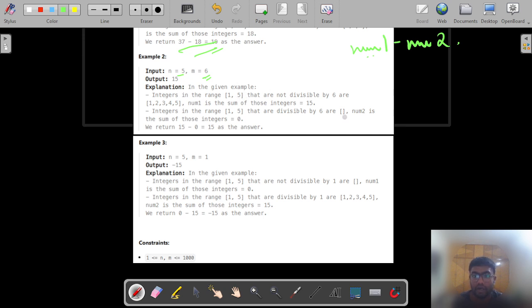So we will have to return nums2 as 0 and nums1 as 15, which is the sum of numbers from 1 to 5, right? Similarly here, if we see m is 1, which divides all of the numbers within the range 1 to 5, so nums1 will be an empty array and nums2 will be 1 to 5, and we will have an output of minus 15.